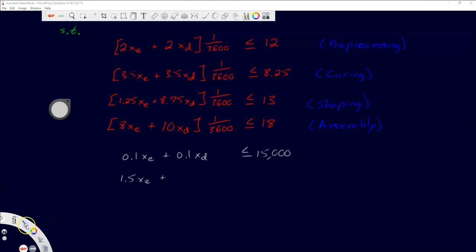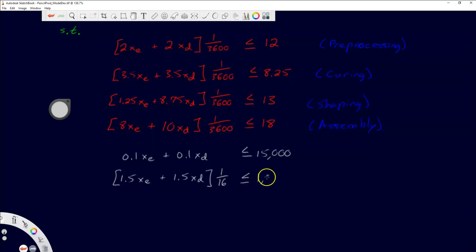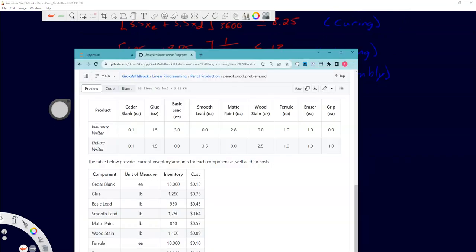A little ahead of myself there. Now that is the amount of ounces of glue that I would have to consume. So I'll divide that by 16 to convert from ounces to pounds, and make sure that I do not exceed my allowable inventory of glue here. And then we would do this for each of the other components. So I'll quickly go through that.